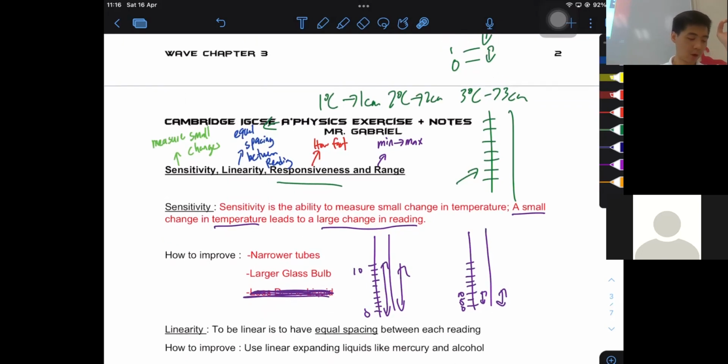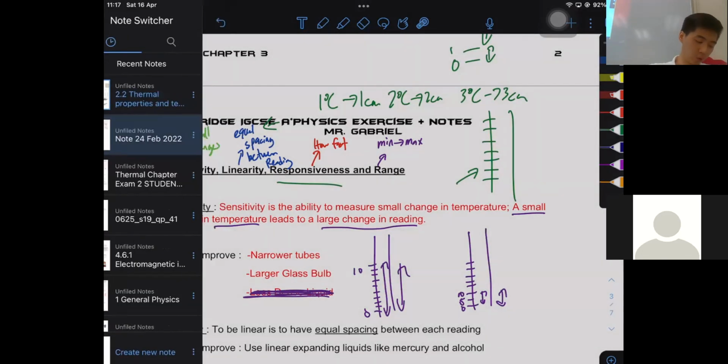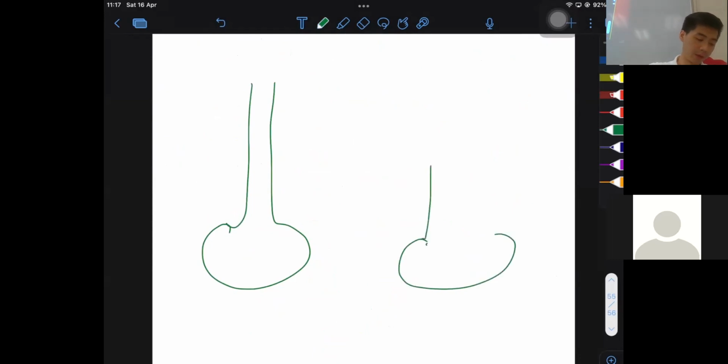So, like I said here, why is it important that we use a narrower capillary tube? Because imagine this: if we have a narrower capillary tube, the same amount of liquid inside the thermometer needs to travel less, right? Meaning to say it can go up much further. So, if I were to draw an illustration here, let's imagine today I have a thermometer that is this thick in terms of its capillary tube, and I have a thermometer that is this thick in terms of the capillary tube. The volume of liquid here is going to be the same.